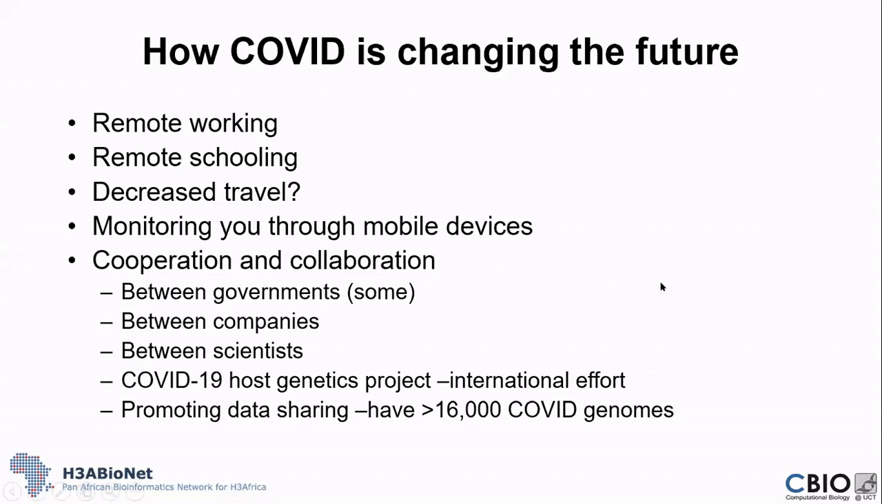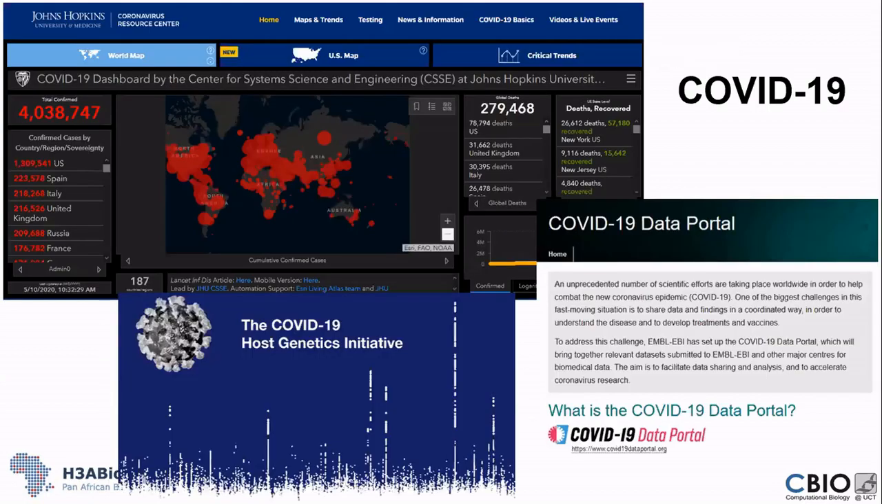But the good thing is that it is increasing our cooperation and collaboration. So we have increased collaboration between some governments. I wouldn't say the US and China is a very good example right now, but generally there is increased collaboration between companies, between scientists. There's a huge host genetics project that's an international effort promoting data sharing. So we've got over 16,000 COVID genomes now. The way the scientific community has come together to tackle COVID-19 is something I've never ever seen before. People who would never have worked together have been working together, people sharing data who would never have shared data in the past. And all these portals of free data that are all coming up to drive the science, which is truly phenomenal because of the necessity.